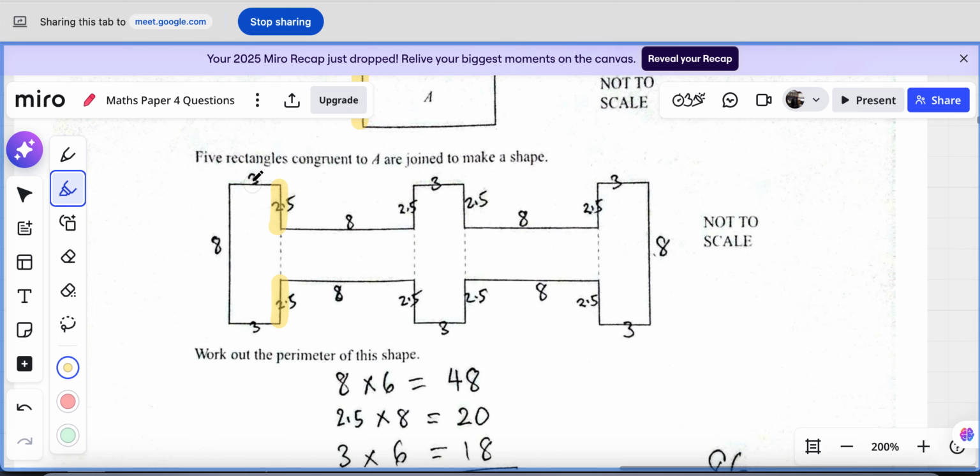Then the remaining 3 centimeters. I'll count the 3 centimeters: 1, 2, 3, 4, 5, 6. There are 6 of them.